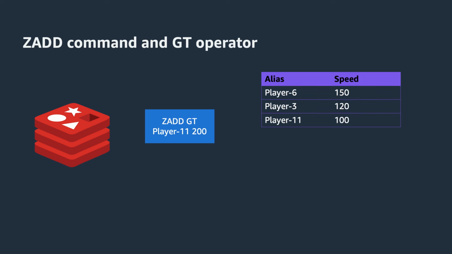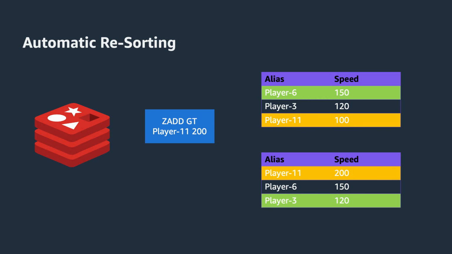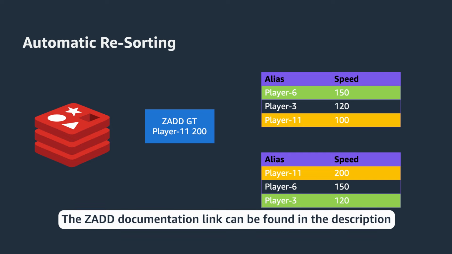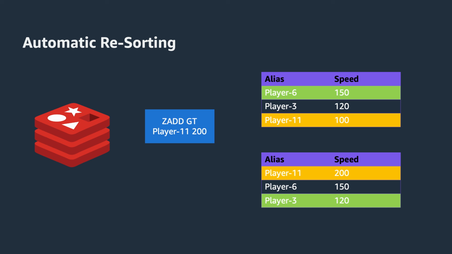Let us understand another operation, which is ZADD. What happens when you fire a query to Redis called ZADD GT player 11 200? In this case, imagine Redis already has a leaderboard of players with their top speed. This time, when you fire this query for player 11, the top speed has changed from 100 to 200. So again the same thing happens: Redis updates the speed from 100 to 200, automatically propagates and reorganizes the data, and now you see the new leaderboard with player 11 taking the lead position.